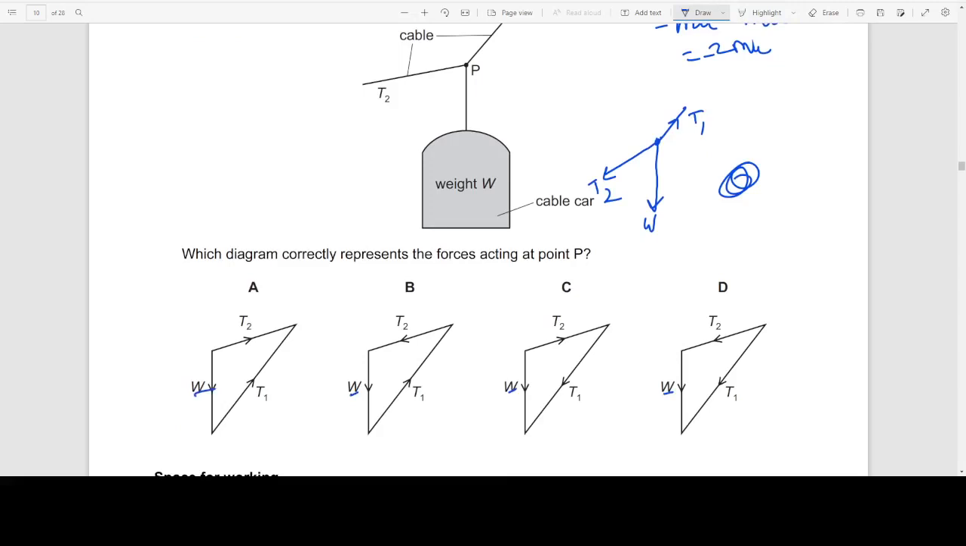For T1, the direction is something like this. So it's correct in both of these, so these are wrong because the direction of T1 is wrong, and for T2 the direction is like this, B. So the answer has to be B. Alright, moving on to the next question.